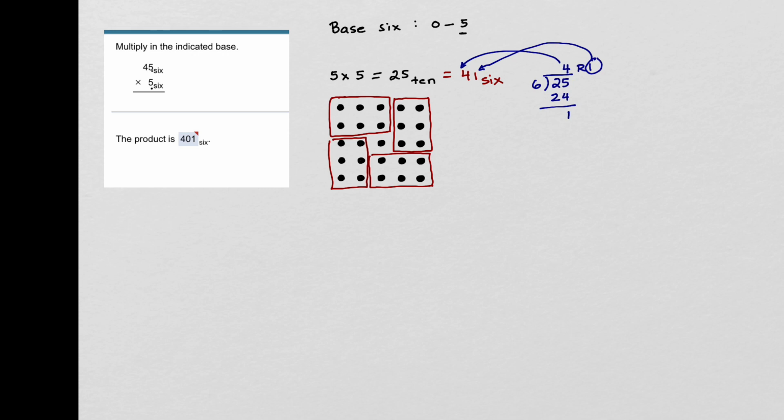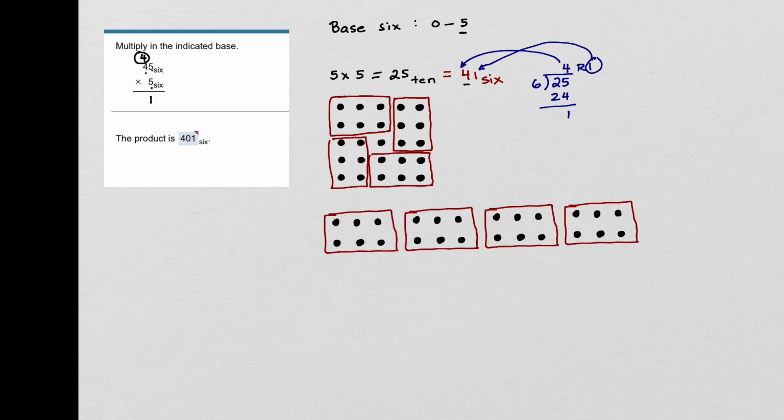So now I'm going to put the 1 in the ones place, and the 4 goes in the 6's place. And we're carrying that over as we do in regular long multiplication. So next, I have a 4 in the 6's place, and so that means 4 groups of 6. So here's my 4 groups of 6, right here.